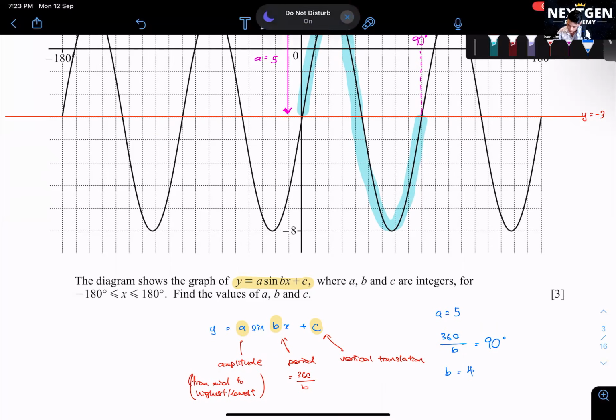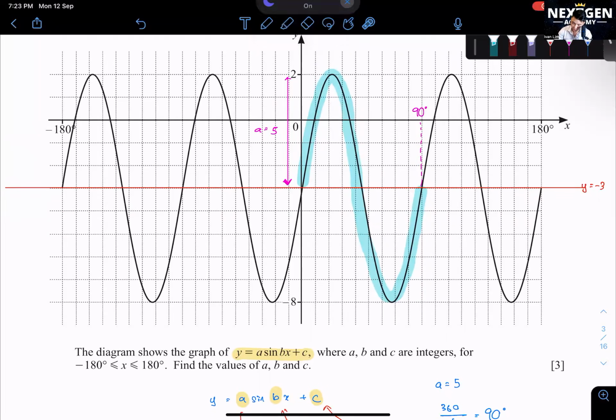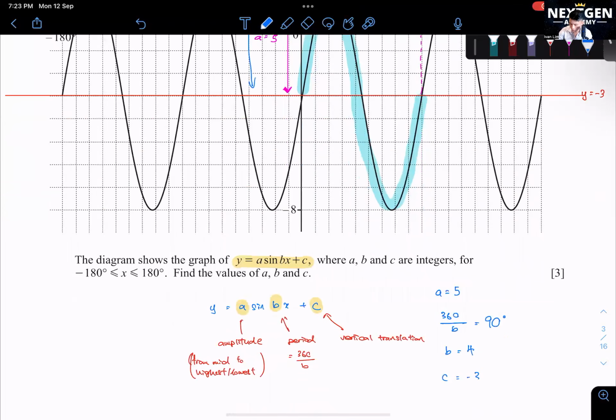Then C value is vertical translation. Over here, originally this is the middle point, so it shifted down by -3. The whole graph shifted down by -3. Therefore, C is equal to -3. So you just need to understand A, B, and C value. If you don't know this part, go into the trigo, the graph part. You can learn everything over there. No issues. This one is relatively easy.